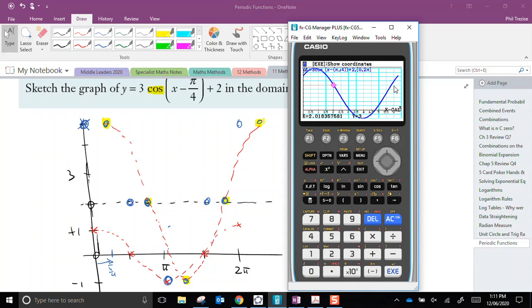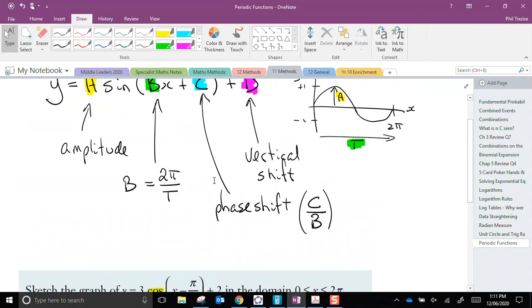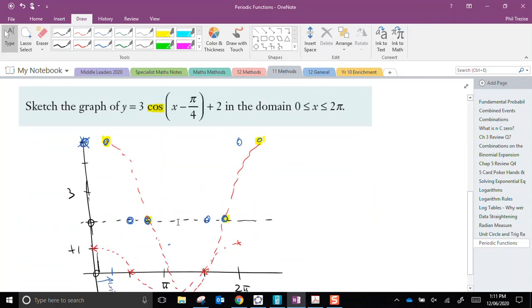Now it would occur again over here. I can press the right arrow and it jumps across and says y is still 3, x is now 5.838. So that's how we can use our calculator to do these things accurately, but it is important that you have an understanding of each of these values A, B, C and D and the effects that they have.